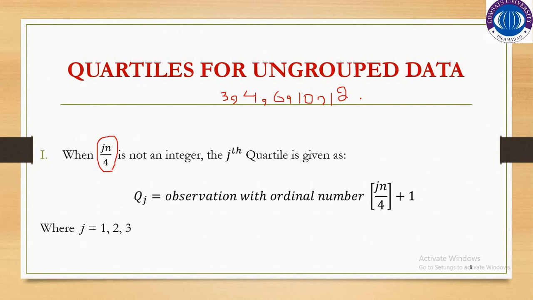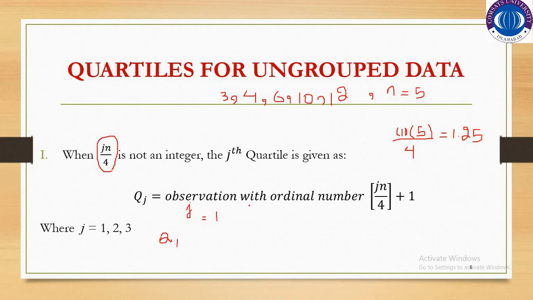1, 2, 3, 4, 5. So n is equal to 5. Now, let's suppose you want to calculate the first quartile. So substitute j is equal to 1. Q1: for this purpose, first you have to find j into n by 4. It means 1 into 5 divided by 4. And 5 by 4 will be 1.25. So basically this is not an integer.